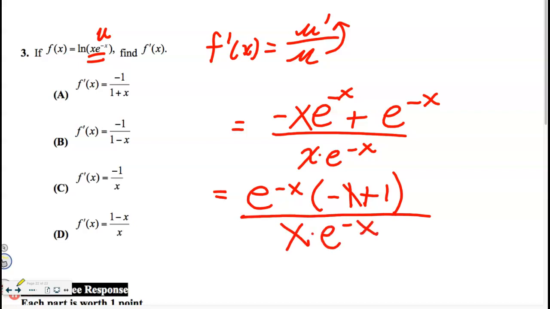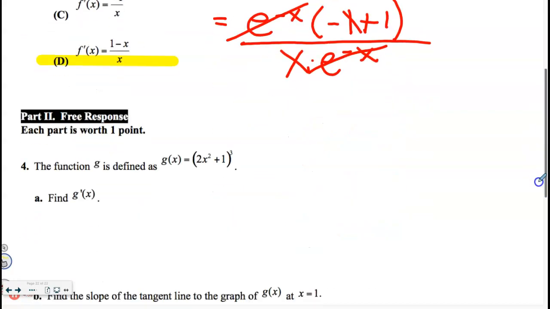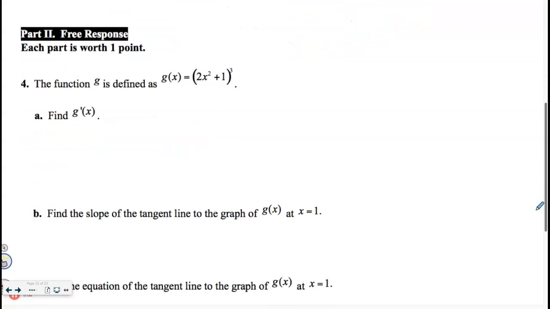And then it's going to cancel with the bottom. So I've got a negative x plus 1, which is the same as 1 minus x over x for d. And last step, a little FRQ. Find the derivative of g.